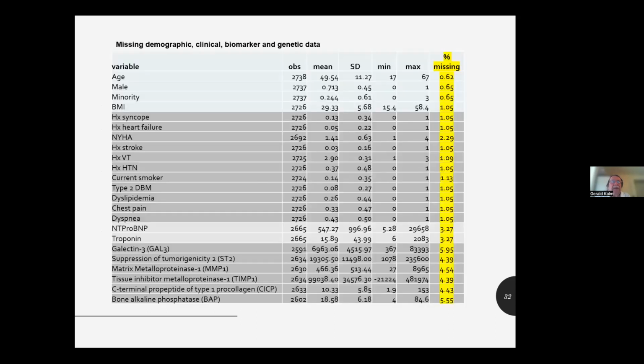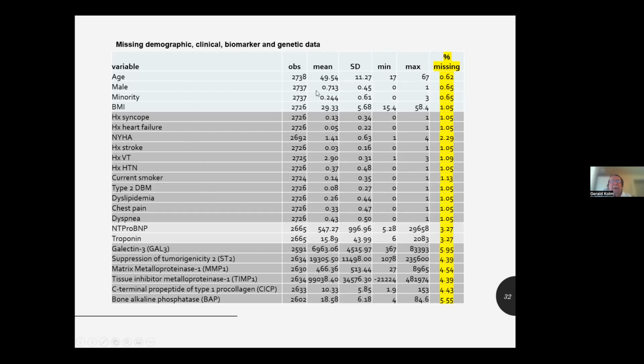And so I wanted to give an example here of some of the different variables and the amount of missing data that we had in the data set. So here I have a set of variables. Here's demographics: age, sex, race, BMI, and we have comorbidities: history of heart failure, history of stroke, and so on. BNP and troponin are what are called biomarkers. And then the last set here is genetic variables.